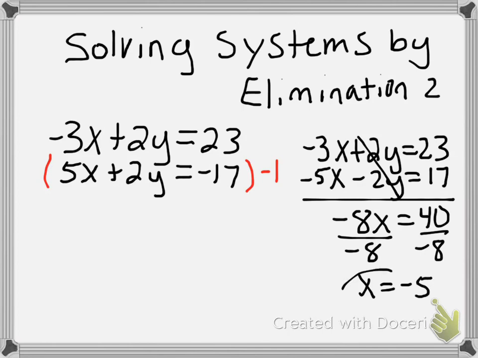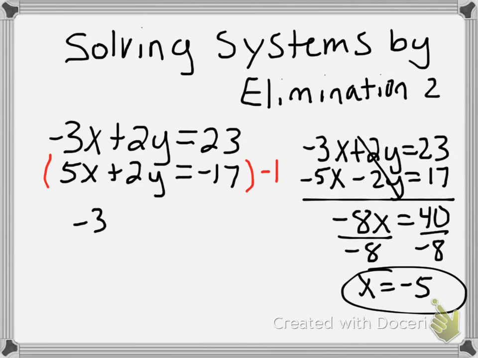Okay? So now we have to do the same thing we did in the other ones. We're going to pick one of the equations. It does not matter which one. It could be the original first one, the original second one, or even the one after you multiplied by negative 1. It really does not matter. I think in this one I'm just going to pick the top one.